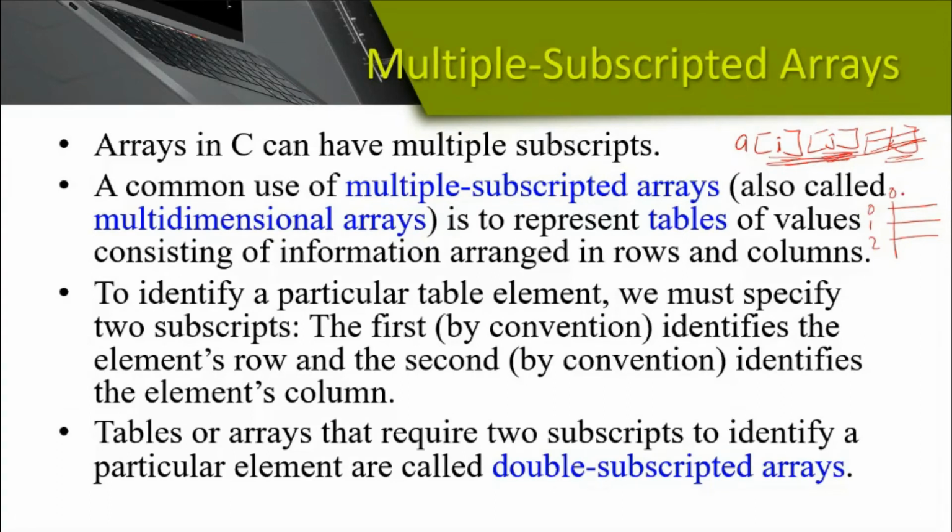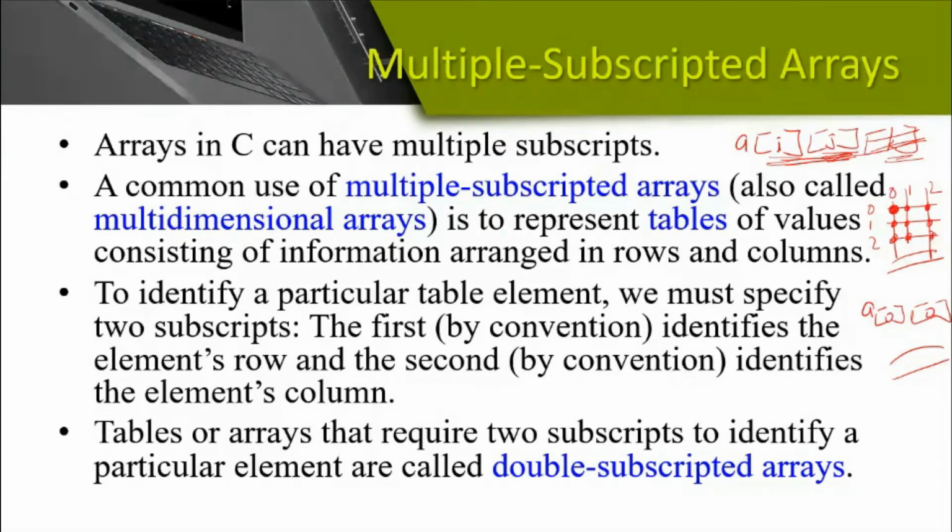So this is 0, 1, 2, etc. So A[0][0], this means the value at this position. A[0][1] will be the value at this position. A[0][2], that value will be here. A[1][0] will be here. A[1][1] here. A[1][2] here. A[2][0] here. A[2][1], A[2][2], etc. This is how the multi-dimensional arrays can be defined.